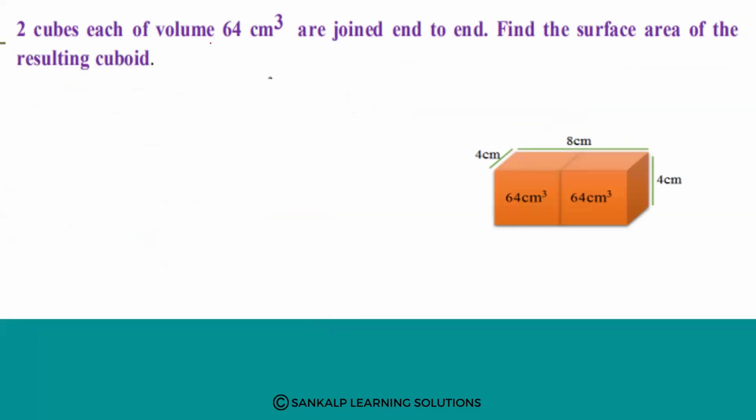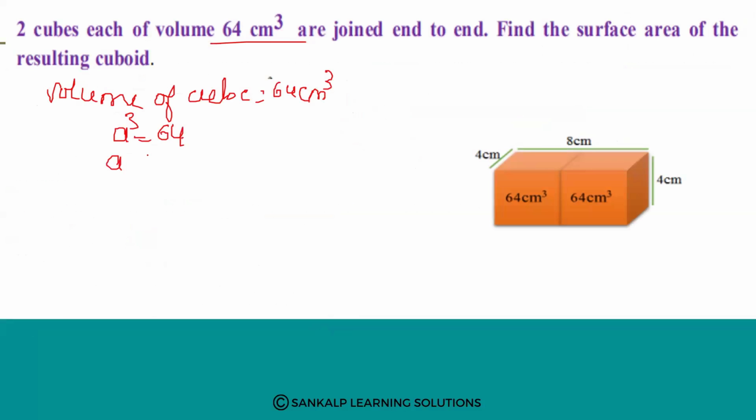Next, two cubes, each of volume 64 centimeter cube, are joined end to end. Find the surface area of the resulting cuboid. So here the volume of the cube they have given, that is 64 centimeter cube. Then we know the volume of the cube, that is a cube is equal to 64. Then what is the value of a? A means cube root of 64. That is 4 centimeter, right? That means each side is of 4 centimeter.